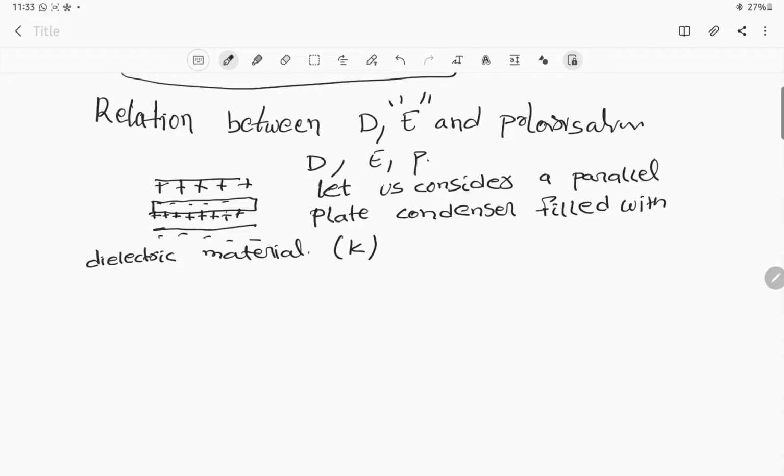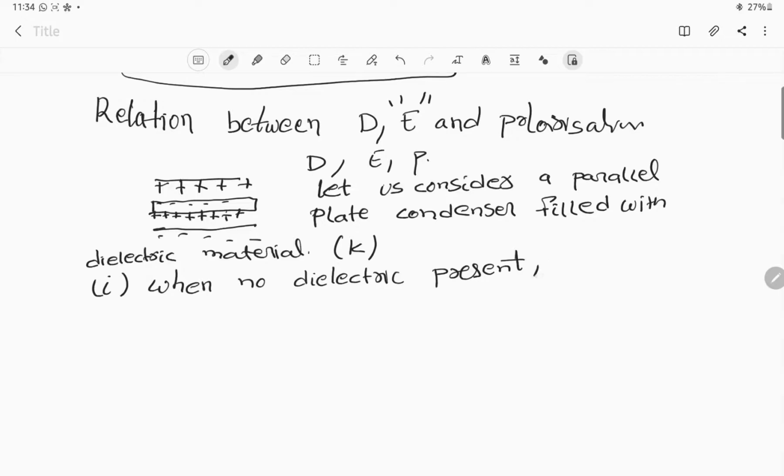Now we take two cases here. What will happen when no dielectric material is there in between this parallel plate capacitor? What will happen to the energy, the electric field? What will be the electric field possessed by this condenser? So in the first case, we consider when no dielectric material is present.